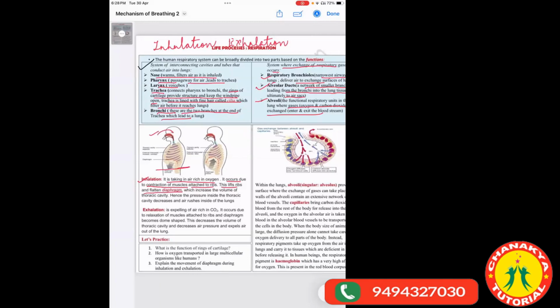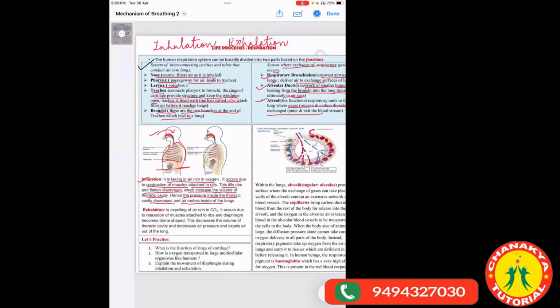So when the person is breathing in, the diaphragm is becoming flat, due to which it increases the volume of the thoracic cavity, and hence the pressure inside the thoracic cavity decreases, and the air rushes inside the lungs. As we take the air in through the nose, the diaphragm will get flattened and the lungs will start expanding. Because of that, more air will go inside them.